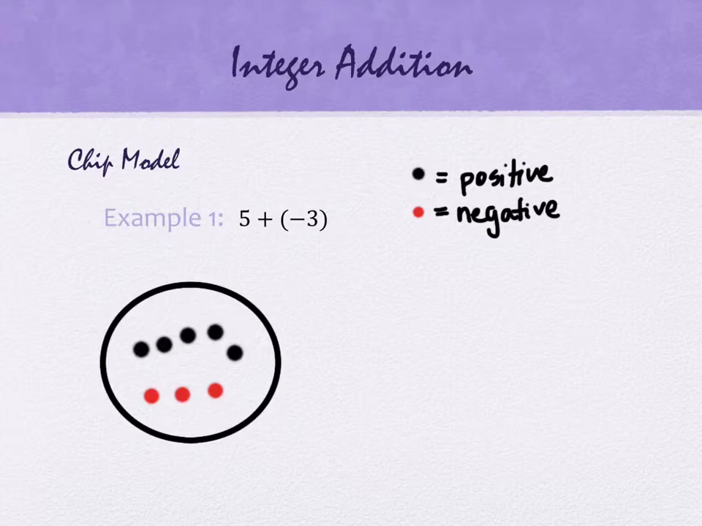And then what they would learn, and what you would recognize now too, is that a black chip with a red chip combined are called a zero pair.